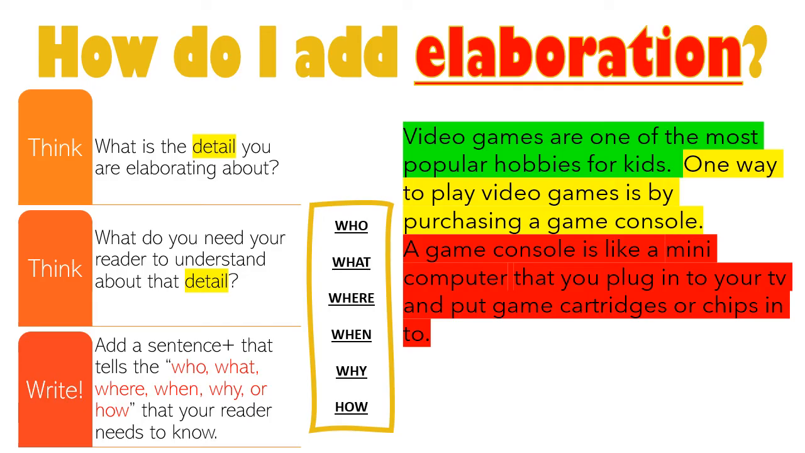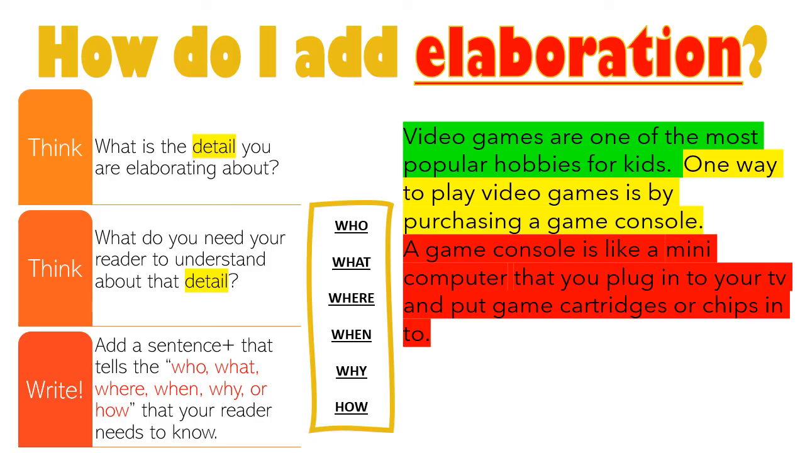Here is one final example. This one is a video game example. They're using the strategies. We started with video games are one of the most popular hobbies for kids. And here's an example. One way to play video games is by purchasing a game console. A game console is like a mini computer that you plug into your TV and put game cartridges or chips into. So they've explained what a game console is because people might not know.